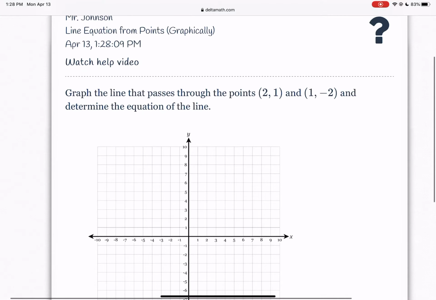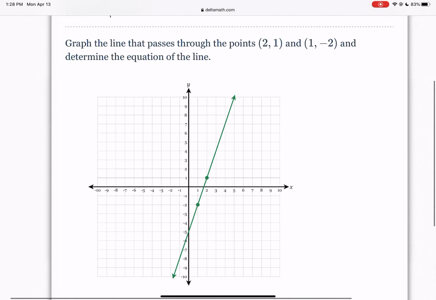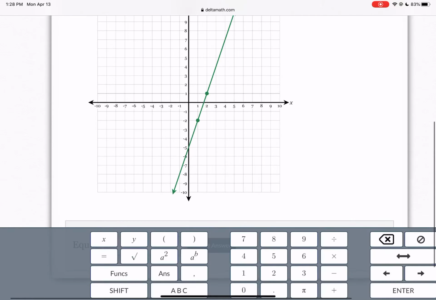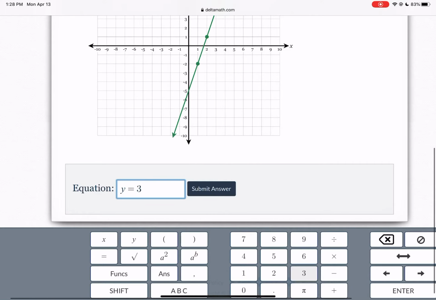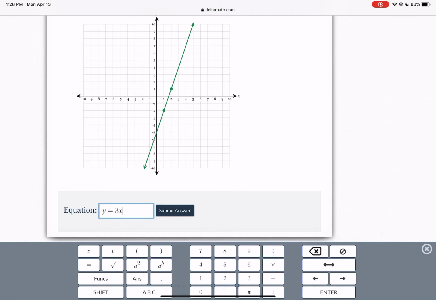All right, so here's a regular problem. So 2, 1, and 1, -2. And now this type, now that I have my line, it wants me to write the equation. So my rise over run, it's going up by 1, 2, 3, and over 1. So y equals 3 over 1 is just going to be written as 3x. And now I need to include that y-intercept. Well, it's crossing the y-axis at -5, so 3x minus 5.